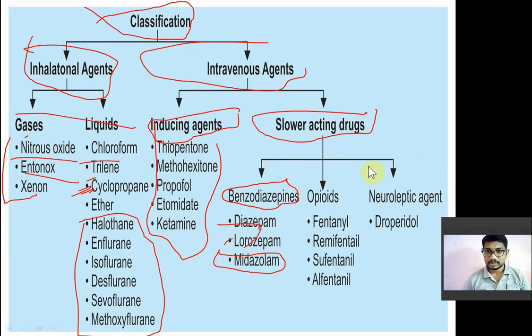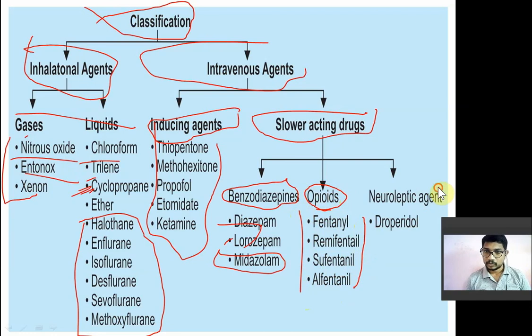All these are benzodiazepine derivatives, so they will have a benzodiazepine ring in the structure. Opioid analgesics are also used as anesthetic agents. Fentanyl is there, then remifentanil, sufentanil, alfentanil. All these are derivatives of fentanyl.